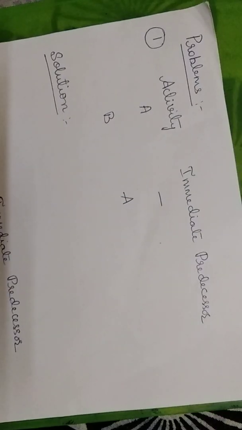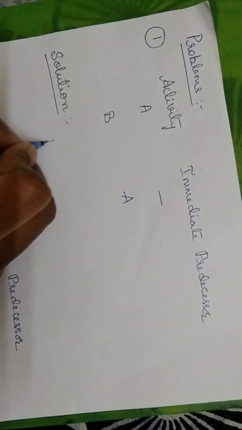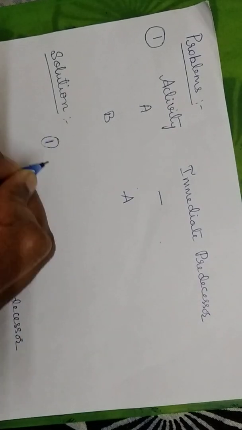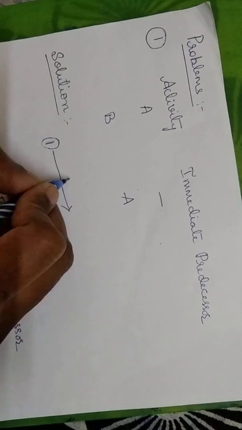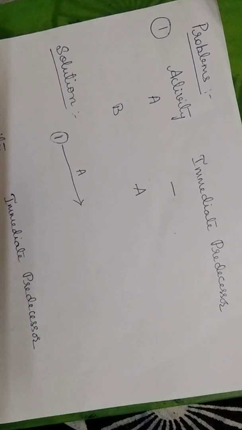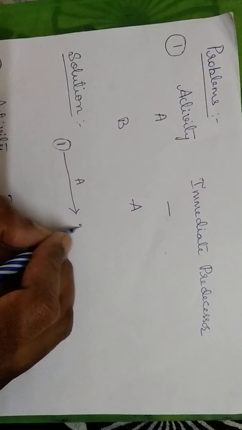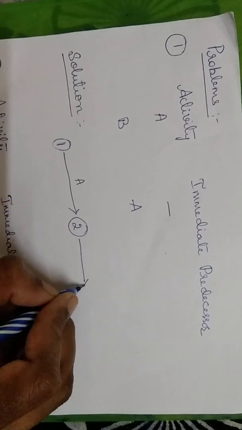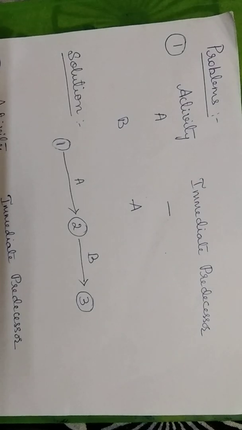Okay, now let us see. A doesn't have any immediate predecessor, so here A is the first activity we do. For activity B, the immediate predecessor is A, correct? This is how I draw.